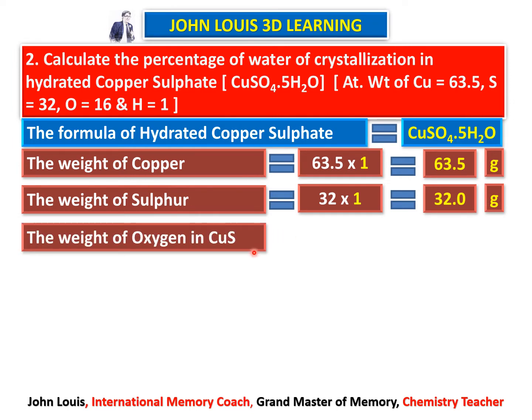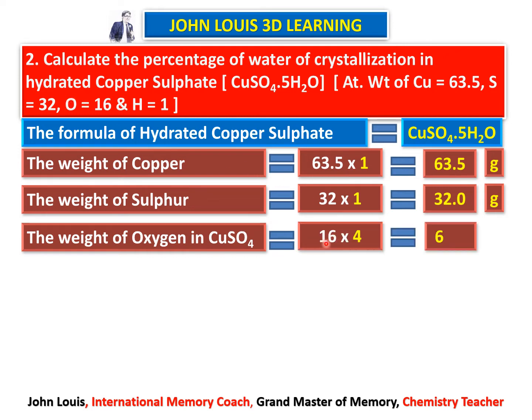Next, the weight of oxygen in copper sulfate. Don't take it fully. In water also there is some oxygen, and in copper sulfate there is also some oxygen, but don't put them together, because we want to find out the percentage of water of crystallization. Therefore we will find out the weight of water separately. Here we find out only this oxygen. The weight of oxygen in copper sulfate is the atomic weight of oxygen, 16, into the number of oxygens in copper sulfate, which is 4. So 16 into 4 is equal to 64 grams.